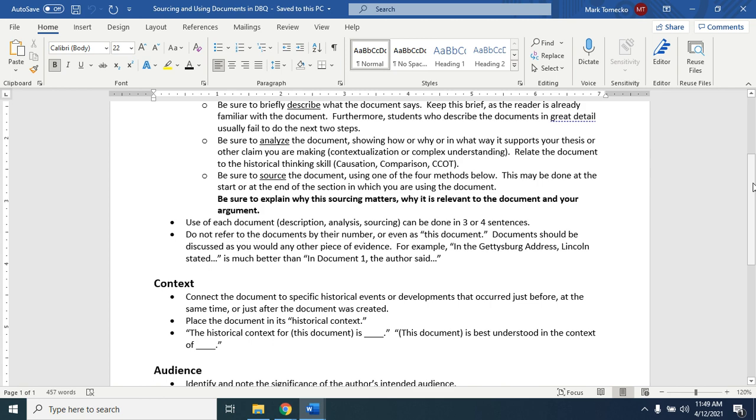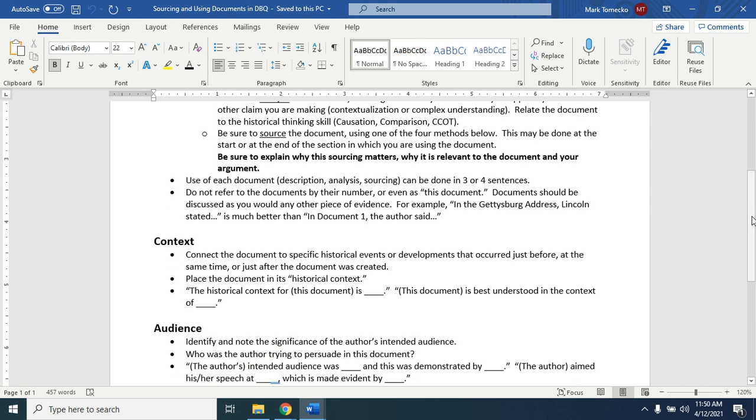Okay. Also, another little key point, do not refer to the documents by their number. Document 1 says, it's bad writing, and it often signals to the reader that this is a bad essay. I don't want to say that's always the case, but it is. It really is. You would not refer to historical evidence that way. You would not say, my historical evidence number 1 says, you would talk about it as if you know what you're talking about. Same thing with the documents.